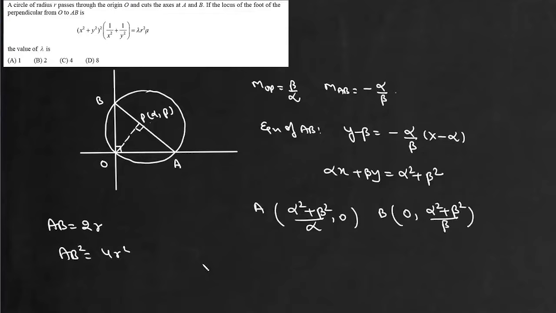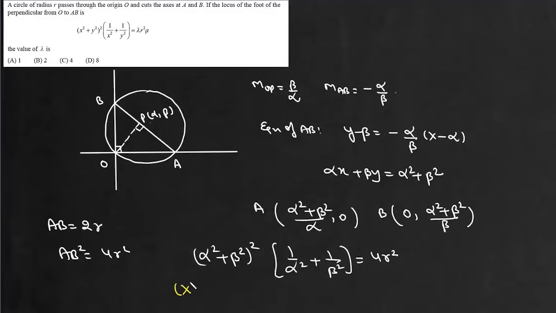Now AB square is alpha square plus beta square whole square into 1 upon alpha square plus 1 upon beta square, and that will be equal to 4r square. Now we'll replace alpha with x and beta with y. So this required locus will be x square plus y square whole square into 1 upon x square plus 1 upon y square, and that will be equal to 4r square. Now we compare it with lambda r square, that means the value of lambda is 4, and that's your option C.